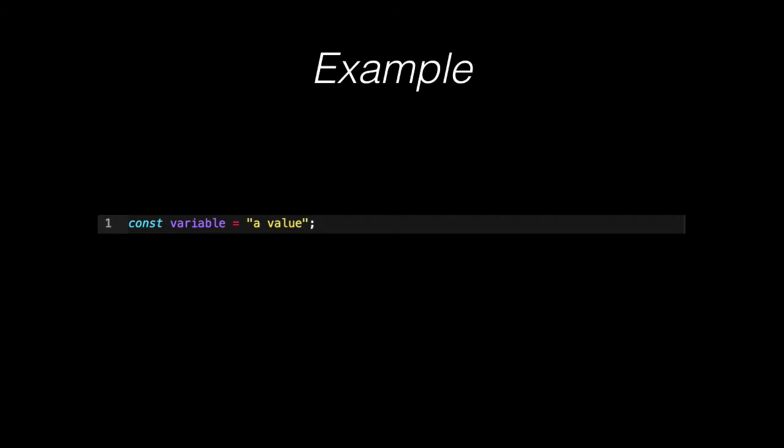So when we look at this snippet of code again, what I'm saying is that this variable, const variable, is holding this value, and it's not going to change. So when I refer to variable in my code, it's going to know that it actually means a value because variable is holding that value right there.